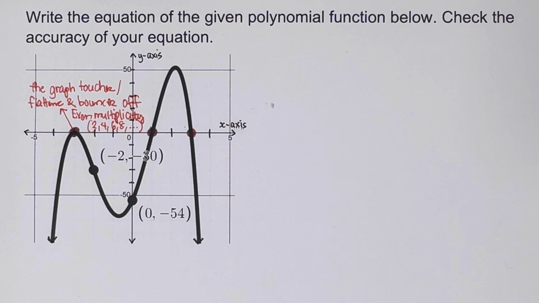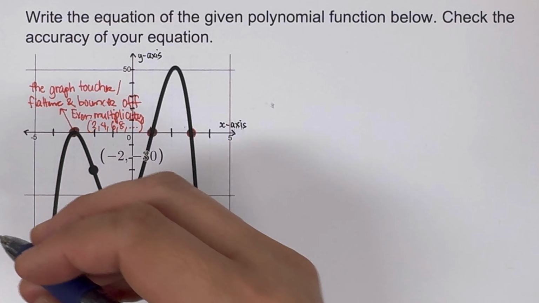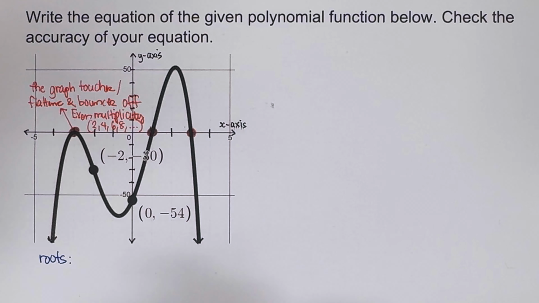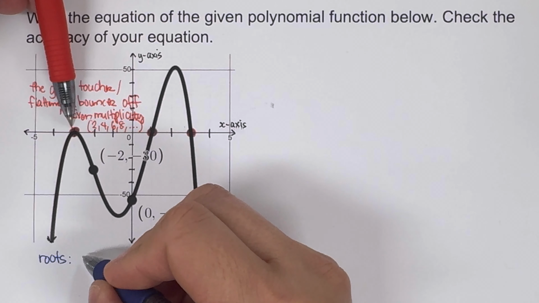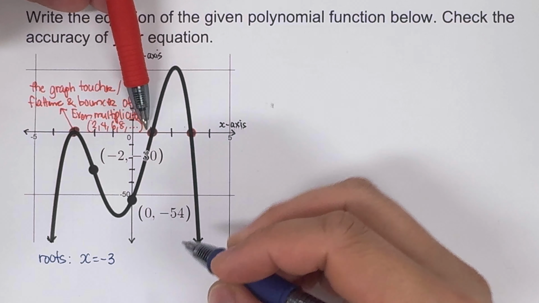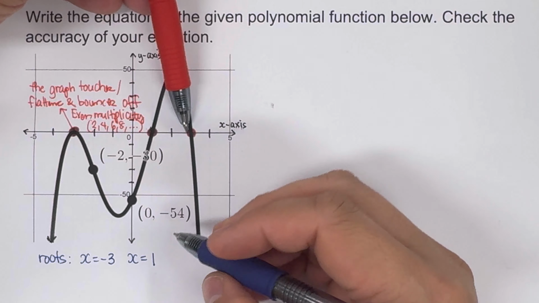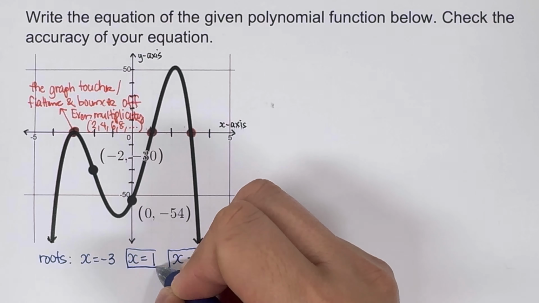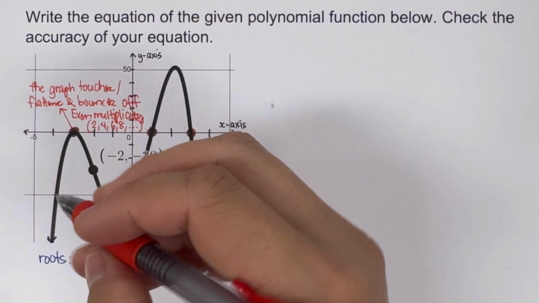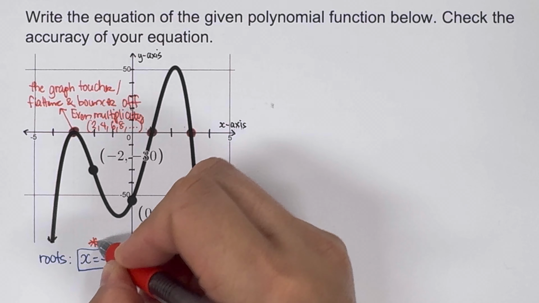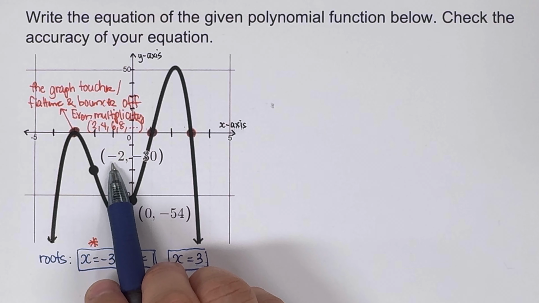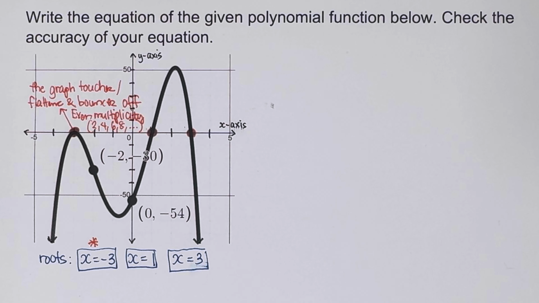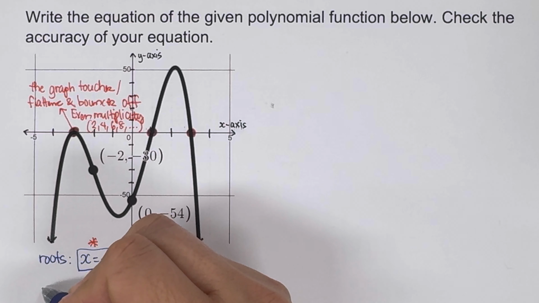So we go ahead and write the roots for this given function. The first root that we have here is x equals -3. Then we also have x equals 1 and x equals 3. Now again, please remember that there is a multiplicity on x equals -3. We are also given 2 points, (-2, -30) and (0, -54). So I'm going to go ahead and write that down here.